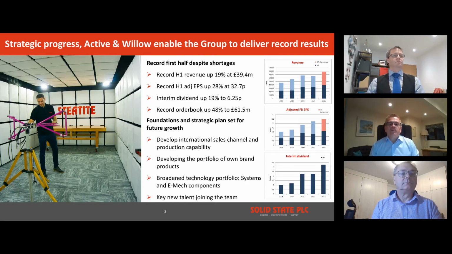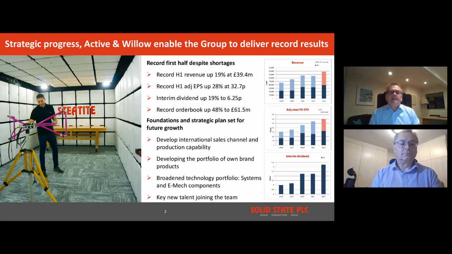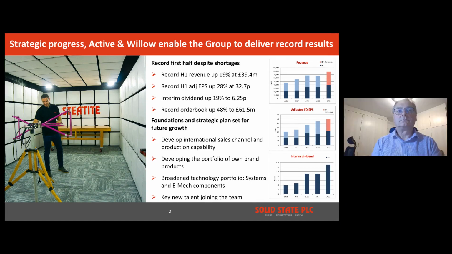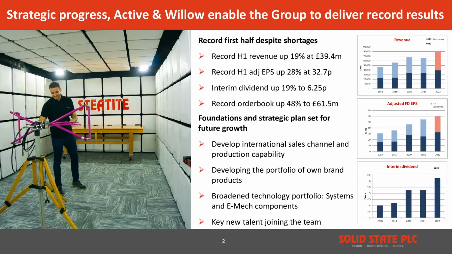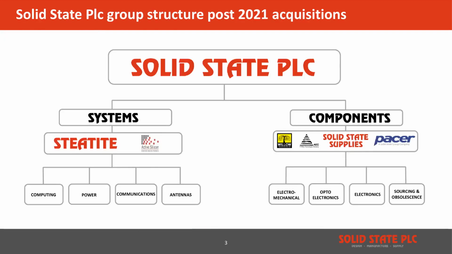During this period, we've been sticking to our knitting, focusing on our strategic objectives: internationalisation of the group, both in terms of sales and production footprint, development of our own brand products, broadening of our technology portfolio in communication systems and electromechanical components, and importantly, investment and development of our talent. We'll cover these areas in a little more detail a bit later on in the presentation.